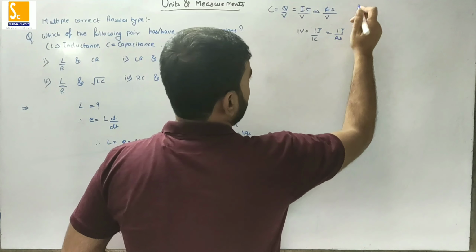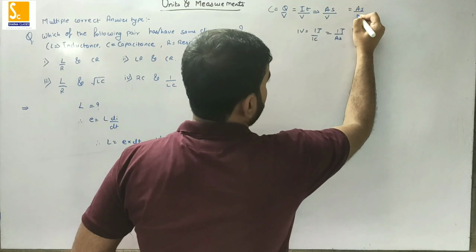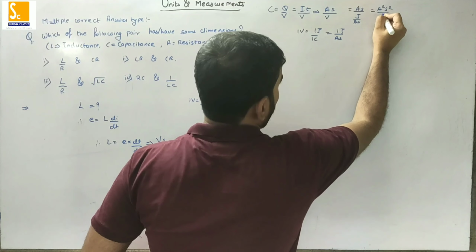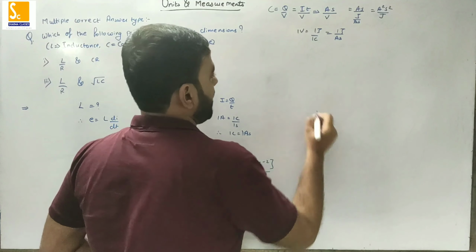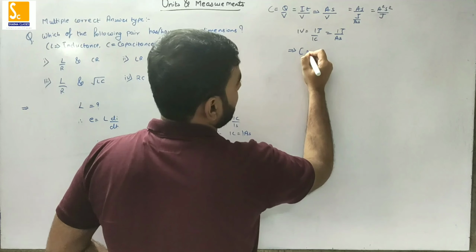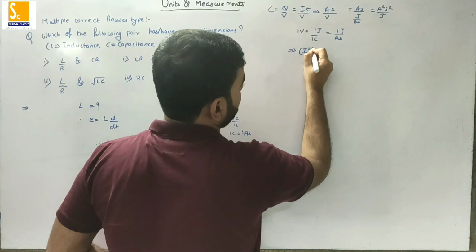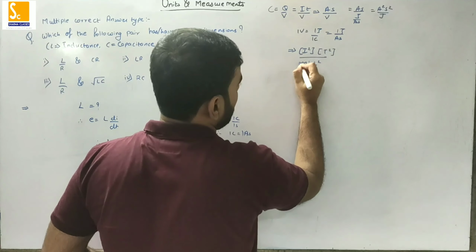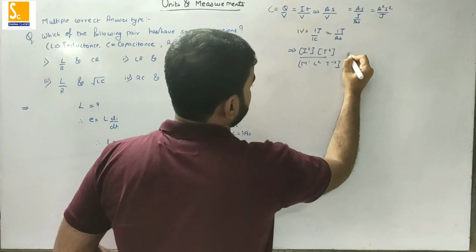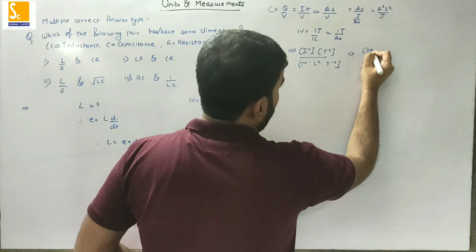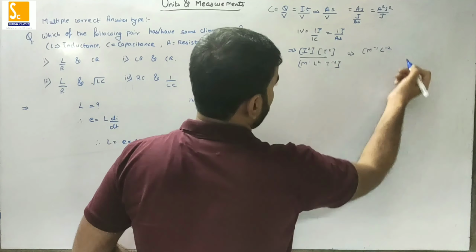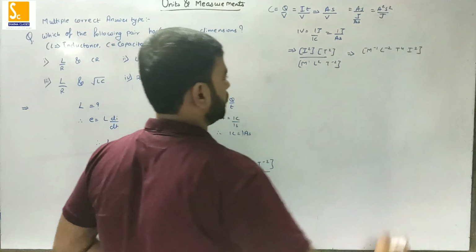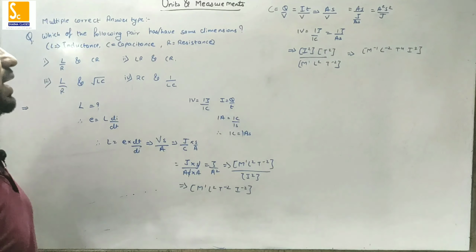So volt की जगह हम क्या लिखेंगे? Values put करेंगे: ampere second upon joule, so it comes out to be ampere square second square upon joule. So what is the dimensional formula for the capacitance? It is I raised to 2 T raised to 2, and for the joule it is M raised to 1 L raised to 2 and T raised to minus 2. So finally the dimensional formula becomes M raised to minus 1 L raised to minus 2 T raised to 4 and I to the power 2. So this is the dimensional formula for the capacitance.